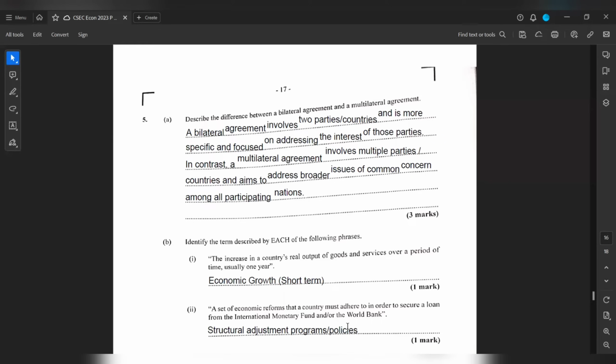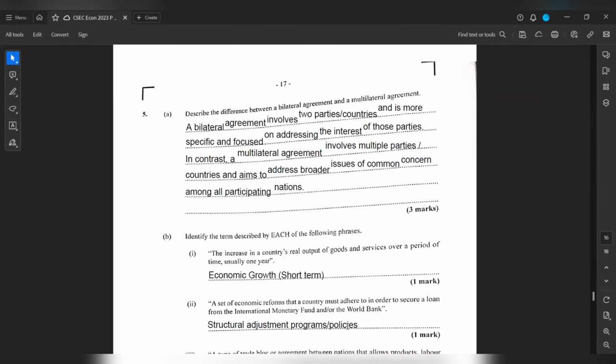Part B wants us to identify the term described by each of the following phrases. The increase in a country's real output of goods and services over a period of time, usually 1 year, that is economic growth. However, we should specify that we are talking about short-term economic growth here. A set of economic reforms that a country must adhere to in order to secure a loan from the International Monetary Fund or the World Bank will be structural adjustment programs or policies.